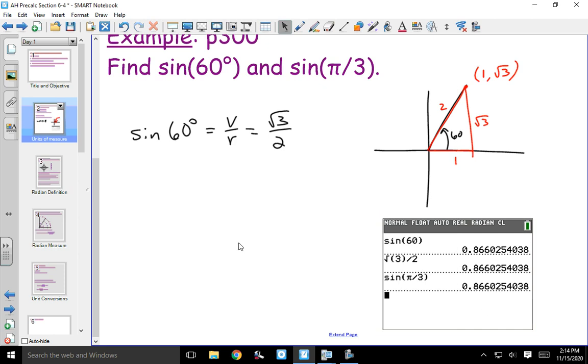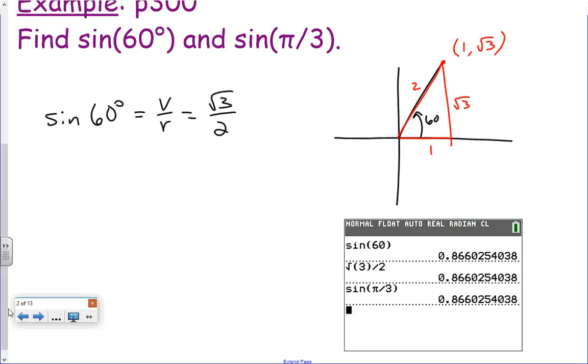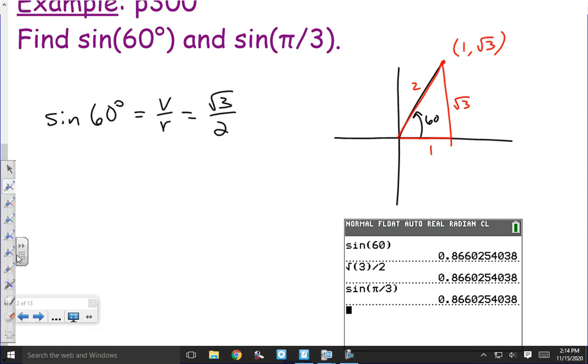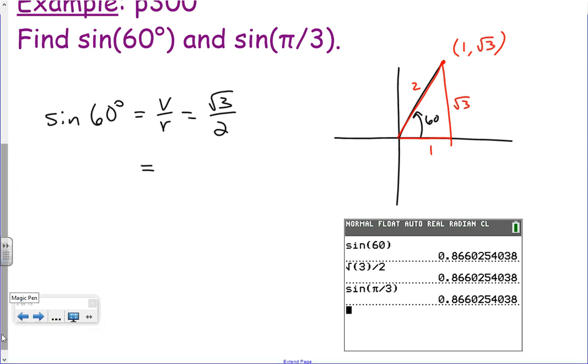And let's write that down. So I ended up with root 3 over 2, which is the 0.866. And when I found the sine of pi over 3, that was also 0.866. Oops, let's put a 0 in there.